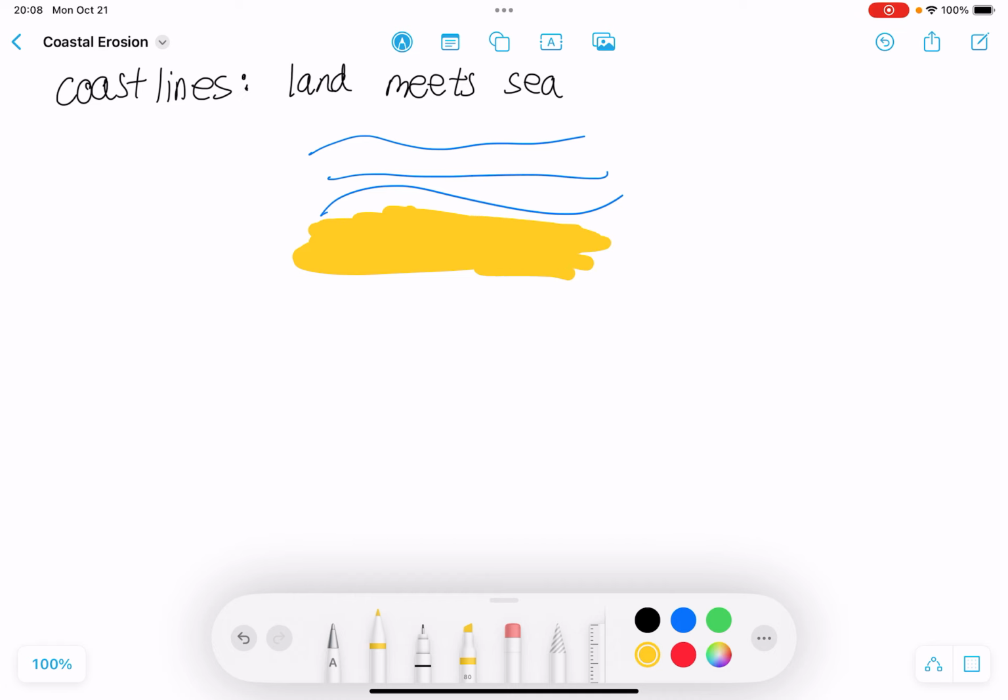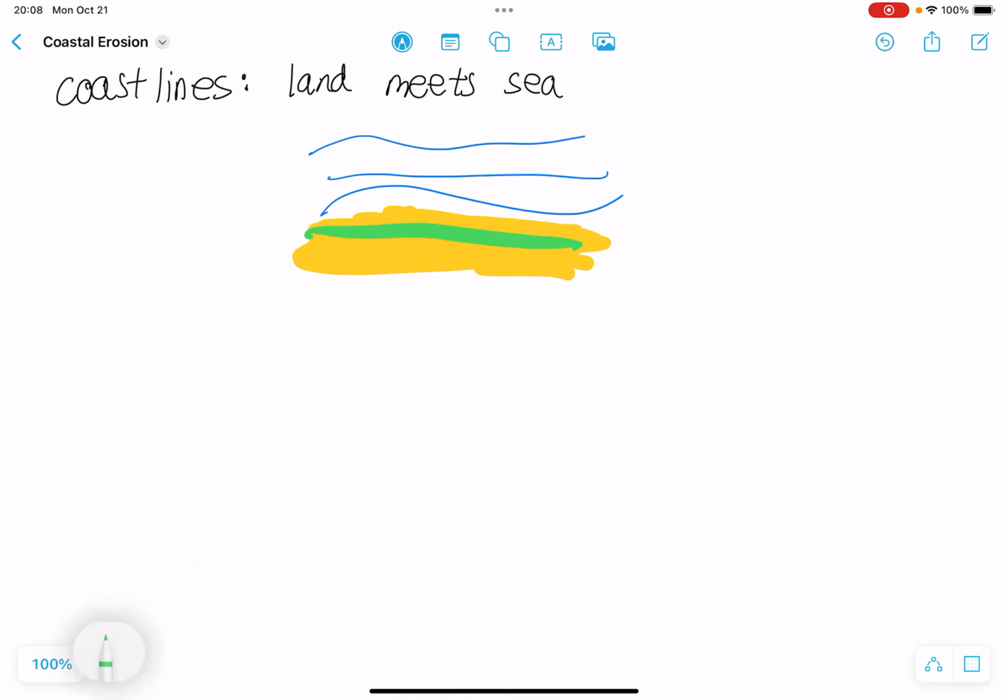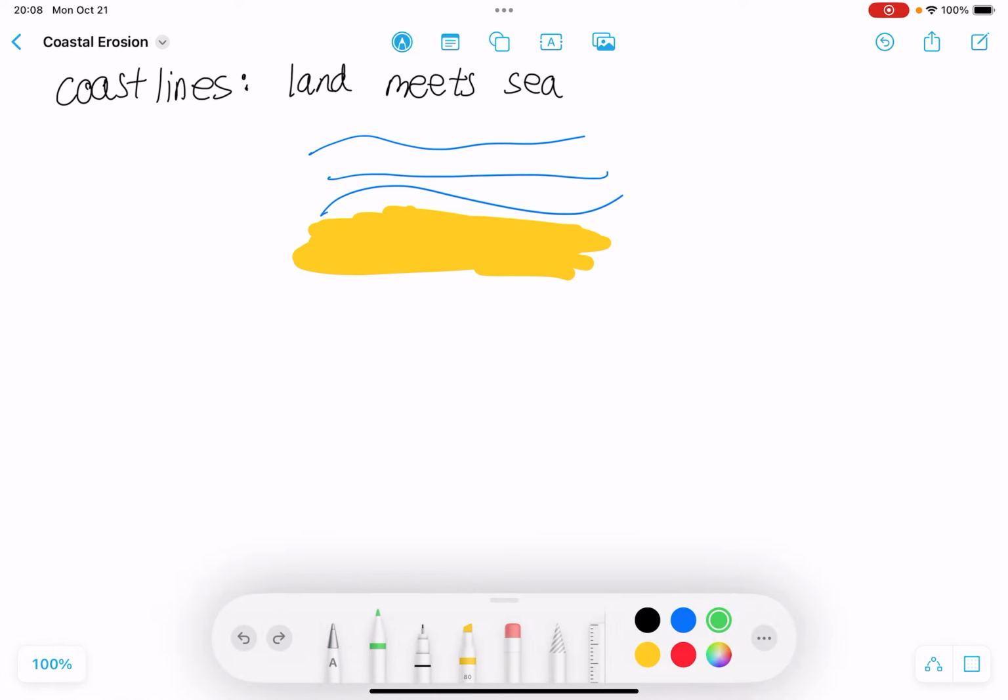So this beach part here is the coastline, because that's where the land meets the sea. This entire beach, I guess you could call it the coastline. So that's that. Coastal erosion is about how coastlines erode around the world, different coastlines around the world. So what's erosion then?